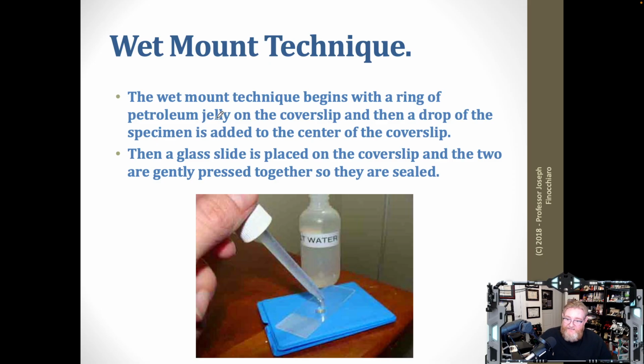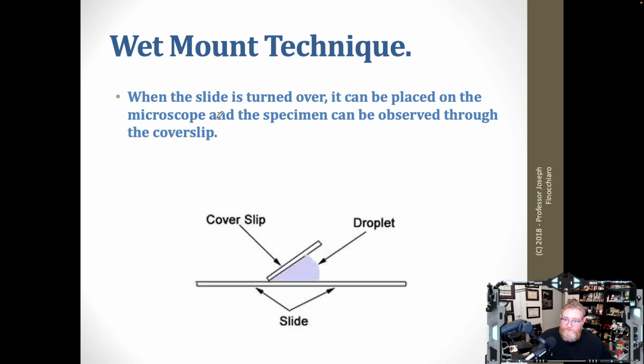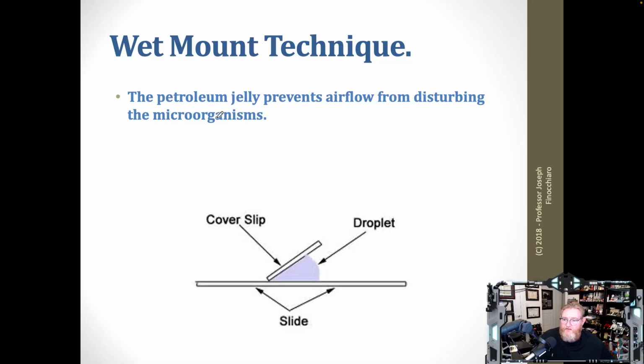The wet mount technique begins with a ring of petroleum jelly on the cover slip, and then a drop of the specimen is added to the center of the cover slip. Then a glass slide is placed on the cover slip, and the two are gently pressed together so they are sealed. When the slide is turned over, it can be placed on the microscope, and the specimen can be observed through the cover slip. The petroleum jelly prevents airflow from disturbing the microorganisms.